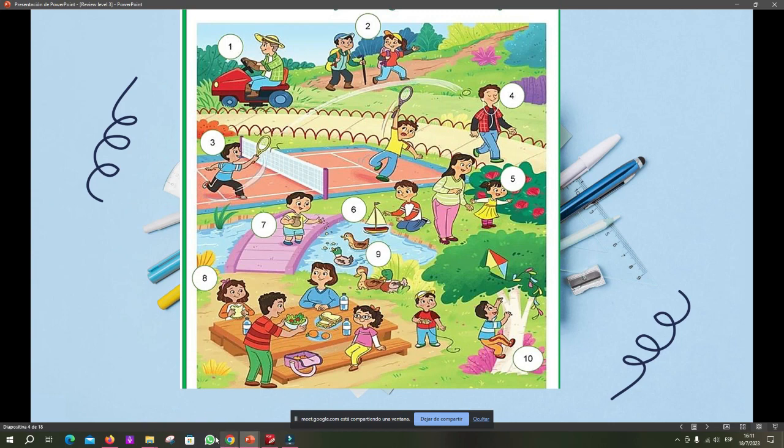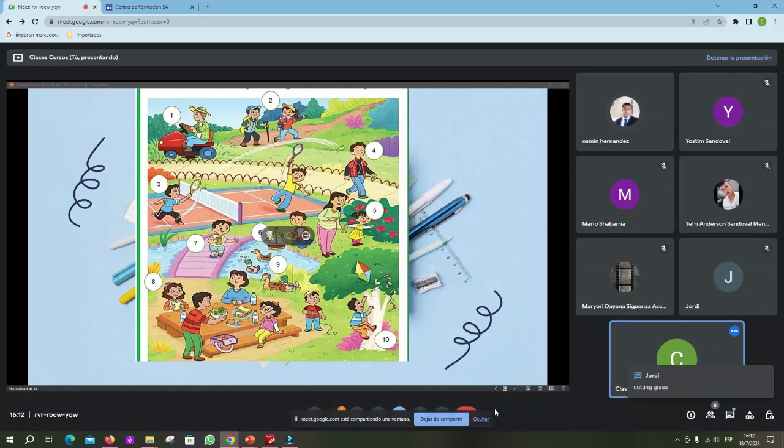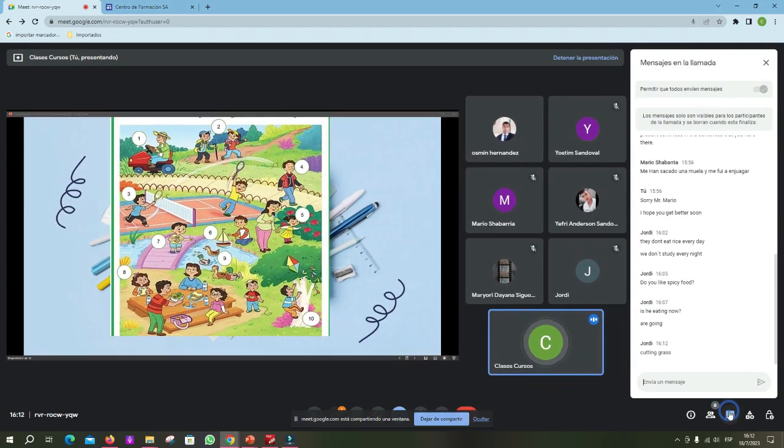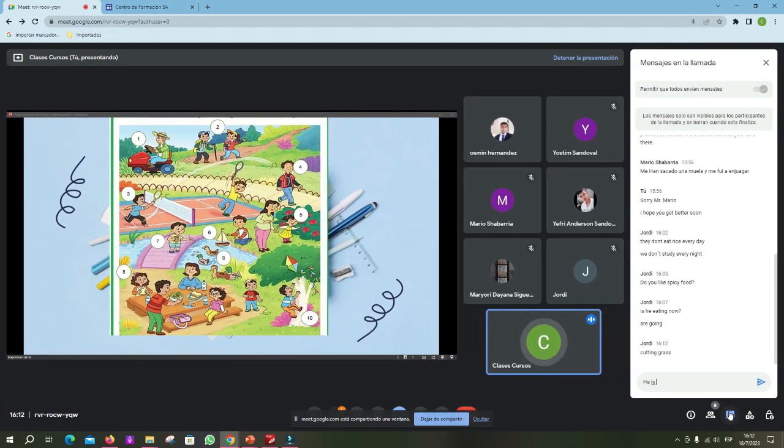What do you think the first person, number one, is doing? What is he doing, guys? Cutting the grass? Oh, that's good. You said driving. You can also say he is driving, right? So you are going to write down here in the chat, he is driving. Or you can say, like Mr. Jordi, he is cutting the grass. That's good, right?